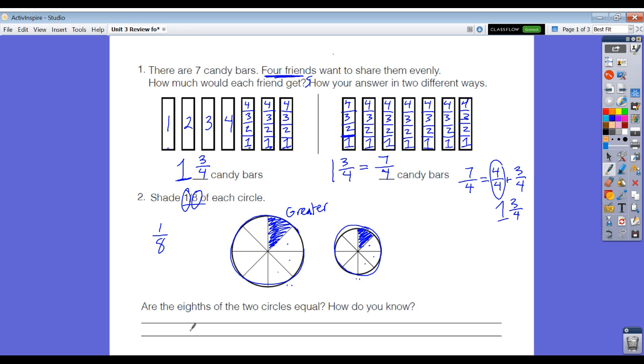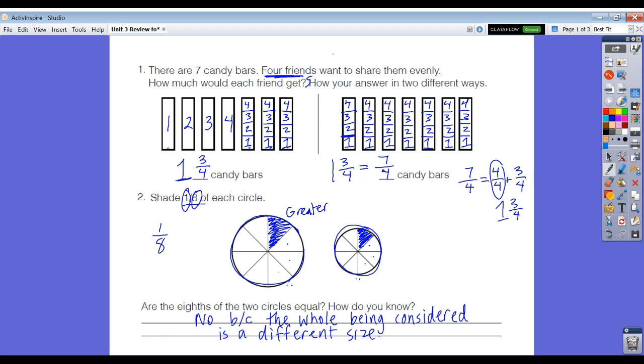So the answer is no, because the whole being considered is a different size. Or you could say that in your own words. It doesn't have to be these exact words, but you want to say that the one circle is larger than the other, so your whole is not the same thing.